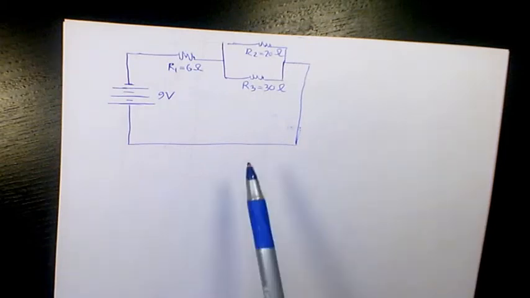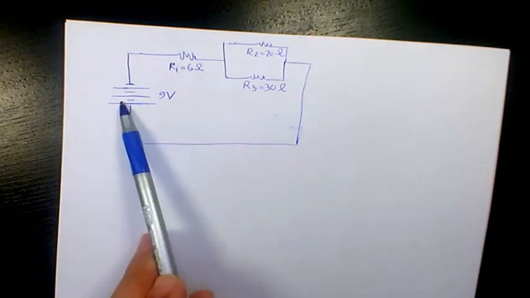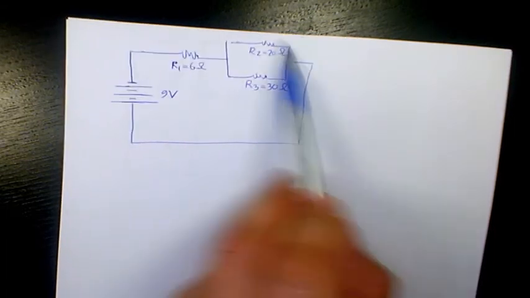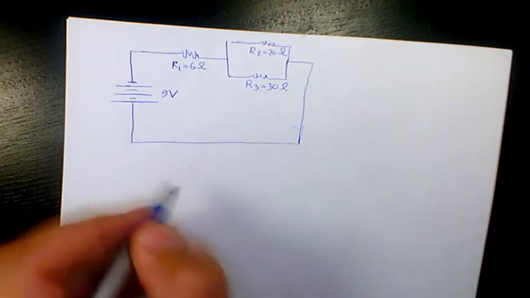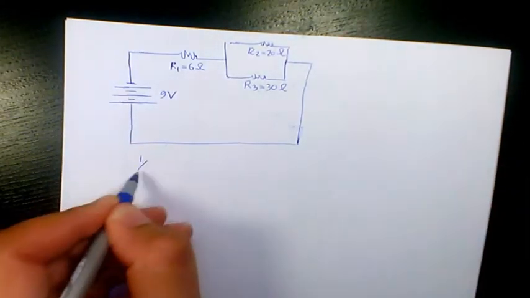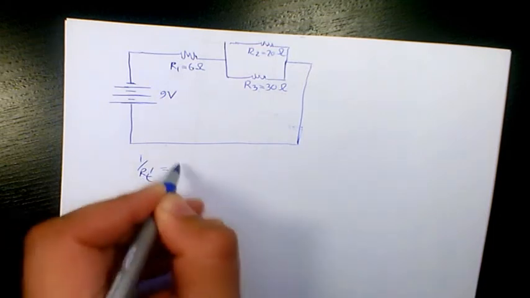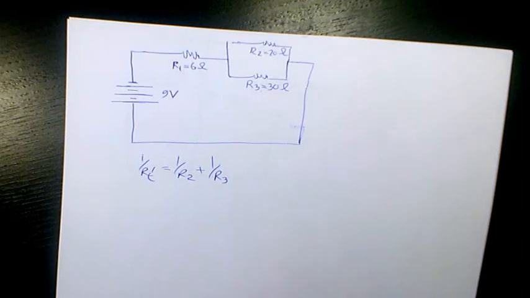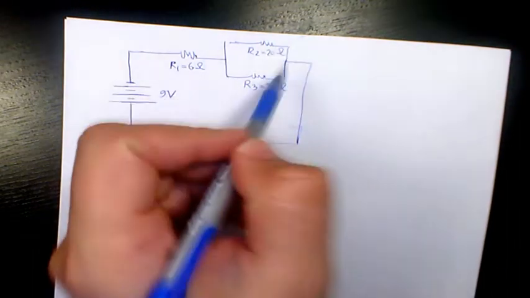In this electric circuit, we know the voltage. We have 3 resistors. These two are in parallel. Let's find out the equivalent resistance in here right away. I'm going to call it R2 prime. So 1 over R2 prime equals 1 over R2 plus 1 over R3. That's how we find the equivalent resistance in parallel parts.